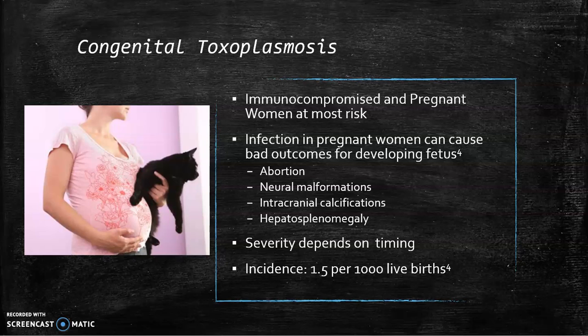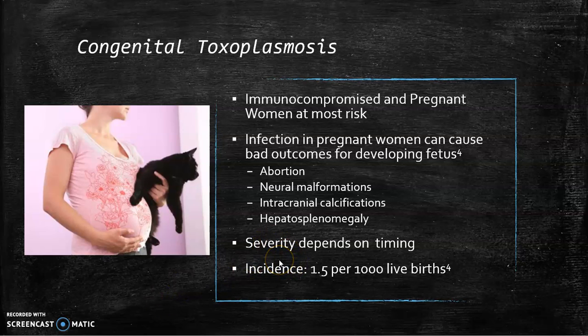Once the mother does get infected, this can cause a lot of issues with the developing fetus. Most of the mechanisms of this are not currently known, but I will talk about one that was just recently found. So kind of in descending order here are the bad outcomes that can happen. Abortion, of course, is on the more severe side. Neural malformations are one of the most common ones that we see in live births. And that's followed by intracranial calcifications and other issues such as liver enlargement and spleen enlargement.